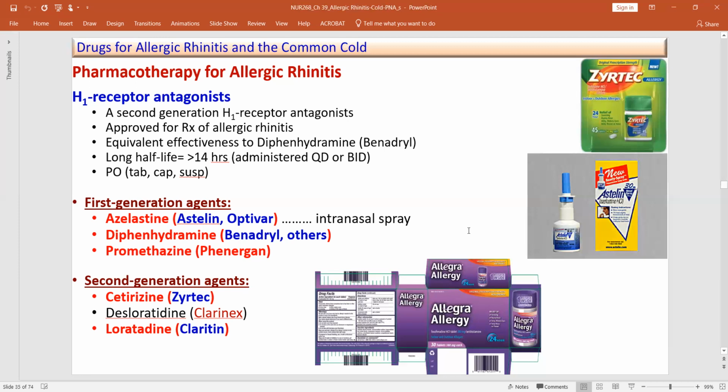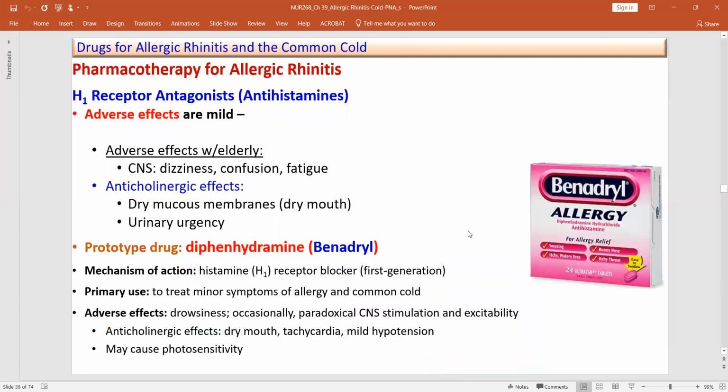So the first generation drugs or agents, the top two are Astelin and Benadryl, and as we know Benadryl is the most commonly used drug. Astelin is the intranasal spray, and Benadryl you'll most likely find as a tablet. The second generation is Zyrtec or Claritin, Clarinex as well, but Zyrtec and Claritin are the most widely used drugs. So the adverse effects are mild.